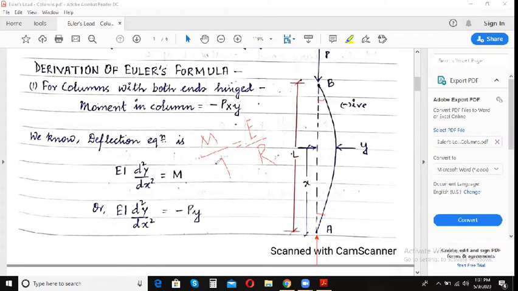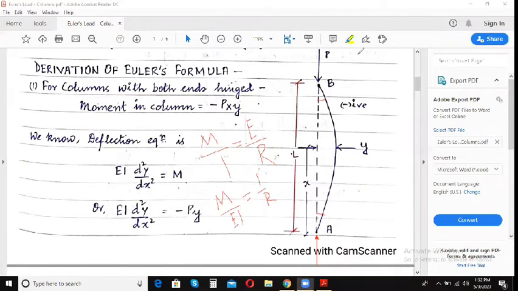Okay, so if you interchange, it is going to become M by EI is equal to 1 by R. So we are writing the inverse of the radius of curvature as the double differentiation of the deflection y with respect to x. So this is the origin of this deflection equation.